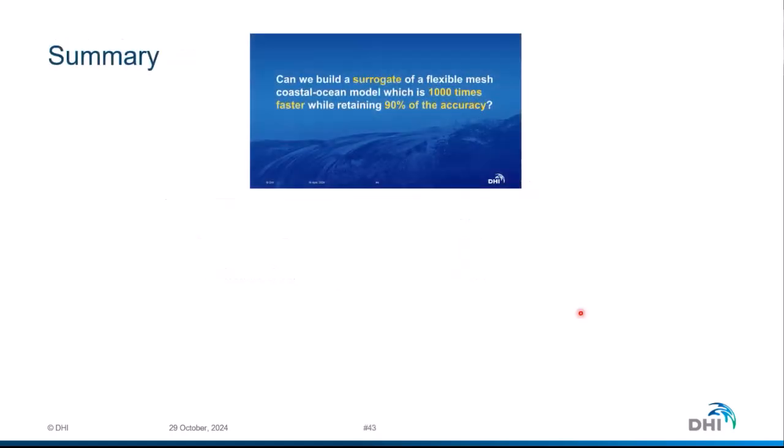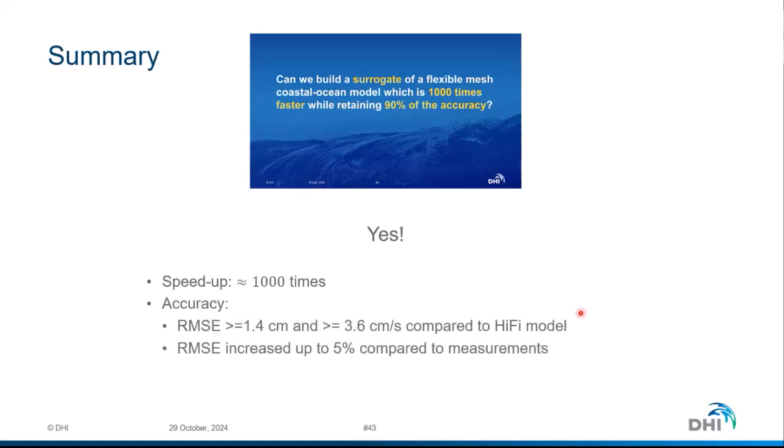Okay, so in summary, can we build a surrogate that has 1,000 times speed up and retains 90% of the accuracy? Yes, we had a speed up of around 1,000. And the accuracies were also quite good, or the errors were quite small when we're comparing to the hi-fi model, the MIKE model. But also when we compare to measurements, there's only a small increase when we're using the surrogate instead of the MIKE model.